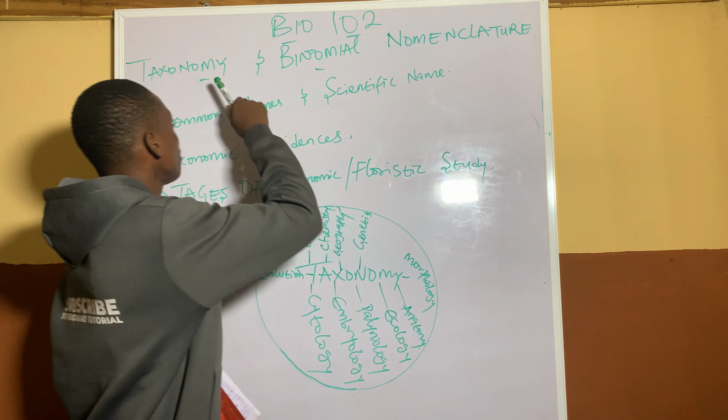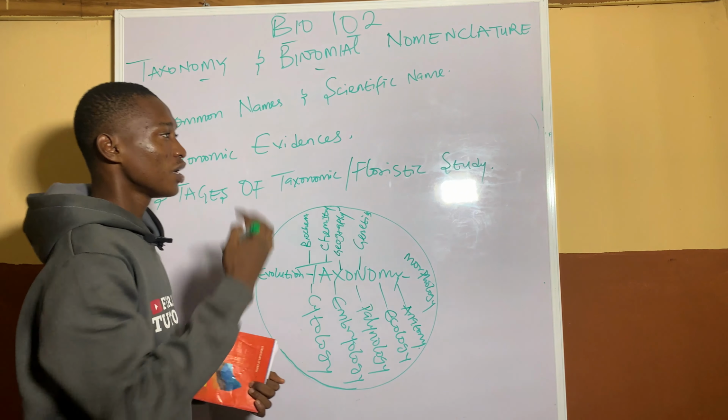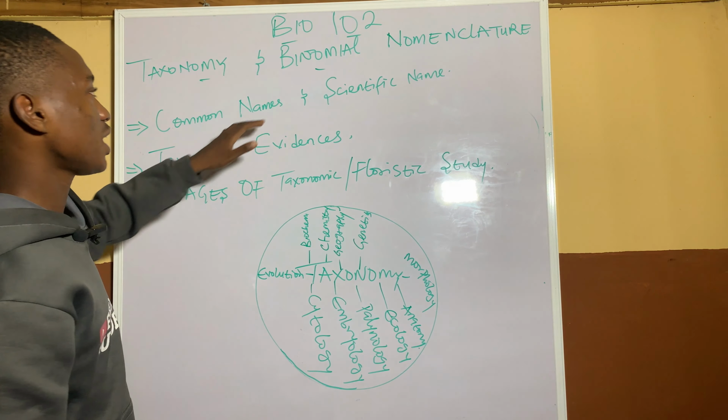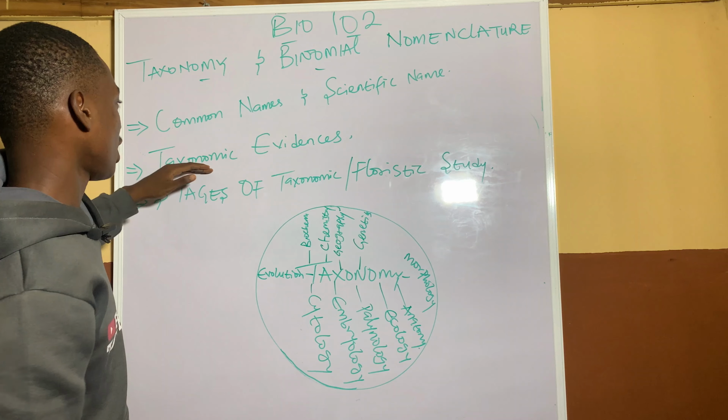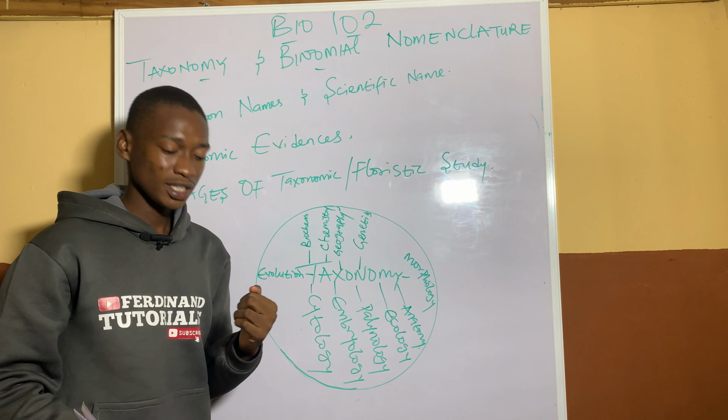In this video, our topic is taxonomy and binomial nomenclature. That's what we'll be focusing on in this class. Under this, we'll be looking at the common names and scientific names of plants, looking at taxonomic evidences, and stages of taxonomy or floristic studies.